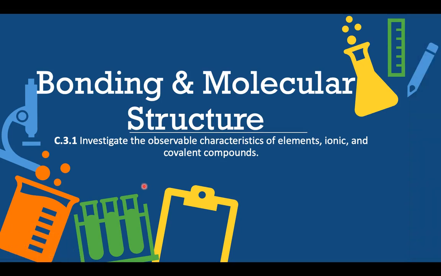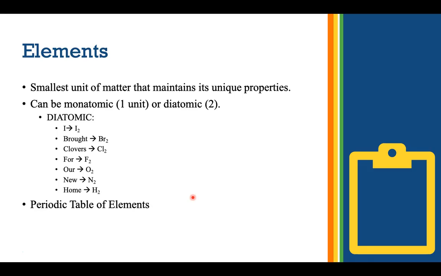Okay guys, welcome to the first video of our third unit, which is bonding and molecular structure. Today we are going to be looking at C.3.1 of our substandard, which is to investigate the observable characteristics of elements, ionic, and covalent compounds.